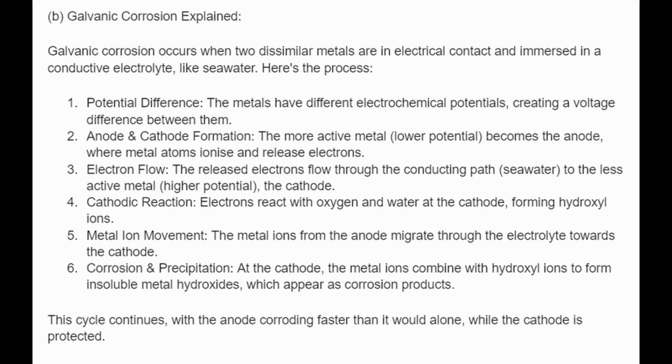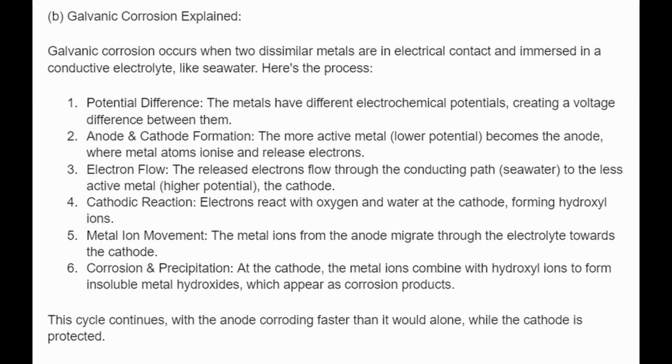2. Anode and cathode formation. The more active metal, lower potential, becomes the anode, where metal atoms ionize and release electrons. 3. Electron flow. The released electrons flow through the conducting path, seawater, to the less active metal, higher potential, the cathode. 4. Cathodic reaction. Electrons react with oxygen and water at the cathode, forming hydroxyl ions.